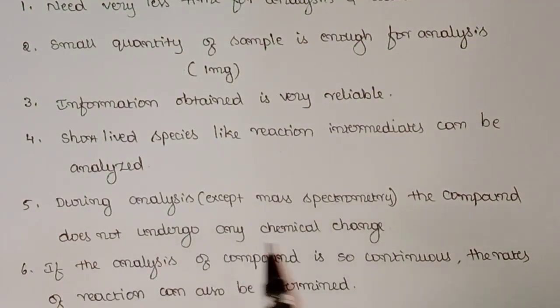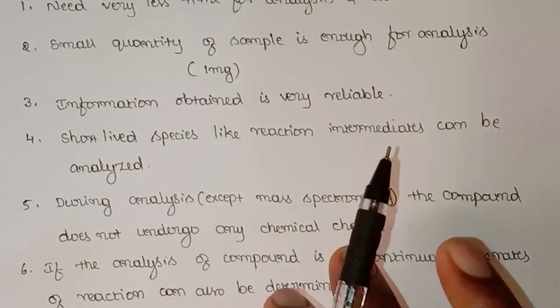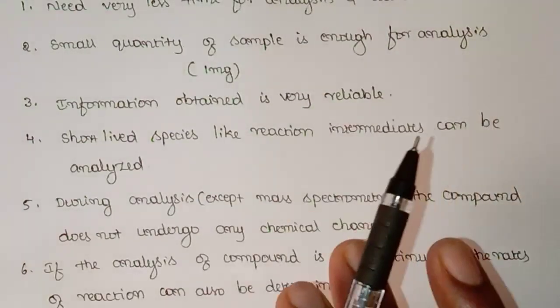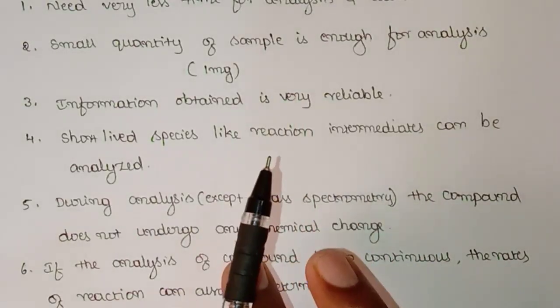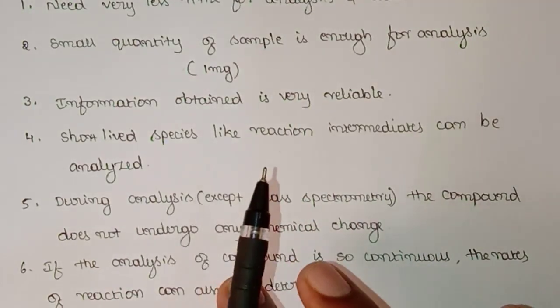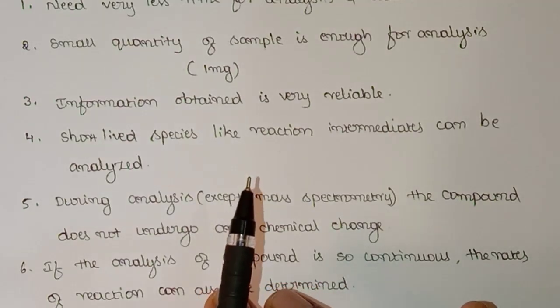When the analysis is performed continuously for a compound, the rates of the reaction can also be determined. So these are some basic advantages of spectroscopic methods over other methods. But what is the main principle behind this spectroscopic technique that we need to understand? Now we shall see the principle of spectroscopy.